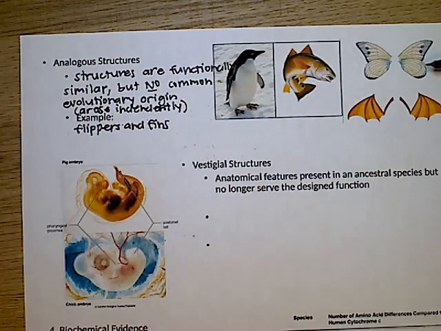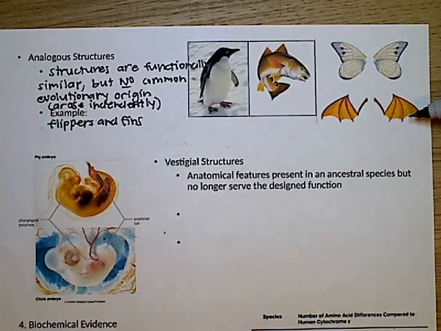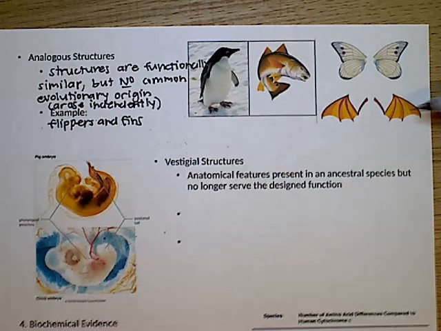Another are insect wings like butterfly wings and bat wings. So they both have the same function, to fly, yet if you go back far enough they share a common ancestor, but they're not closely related.